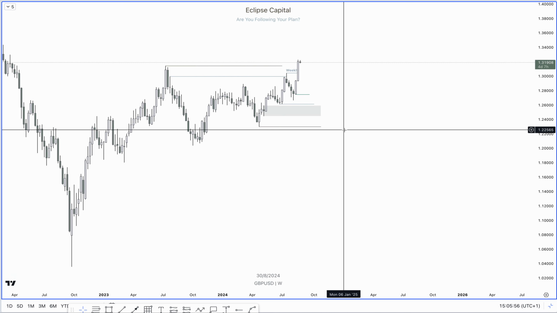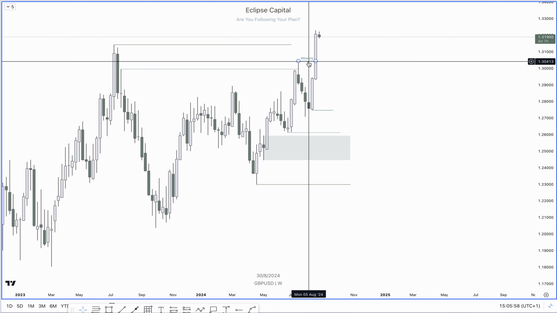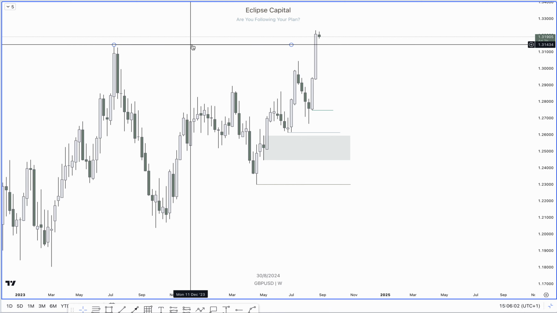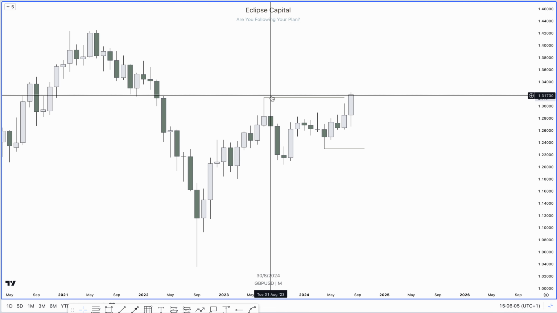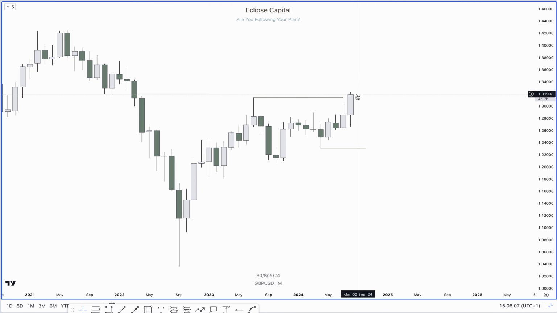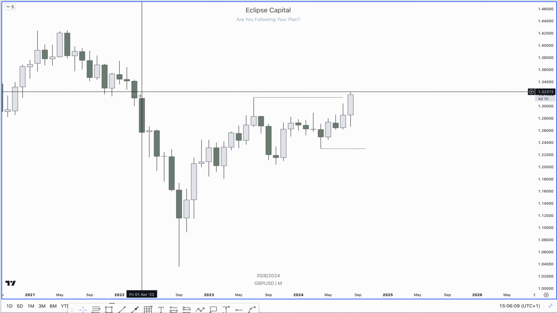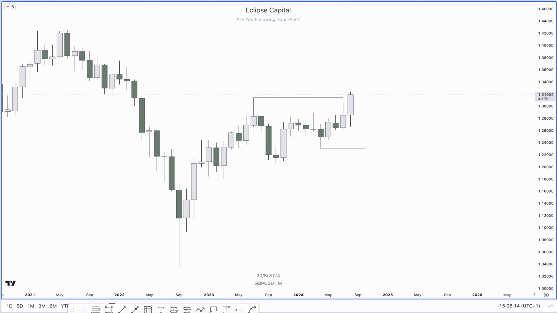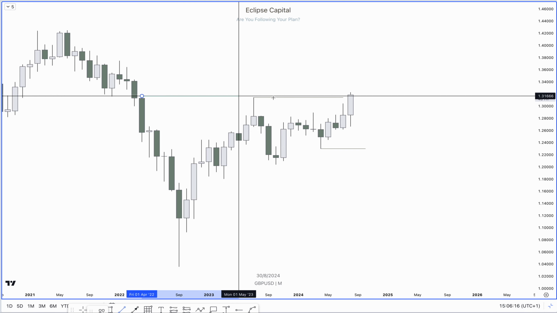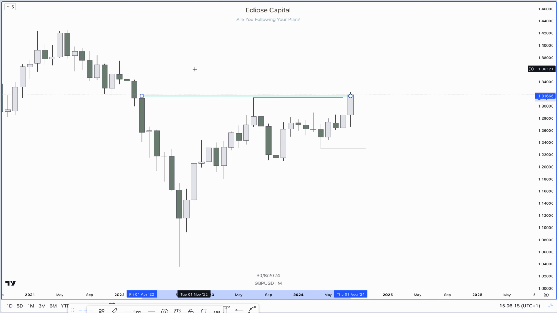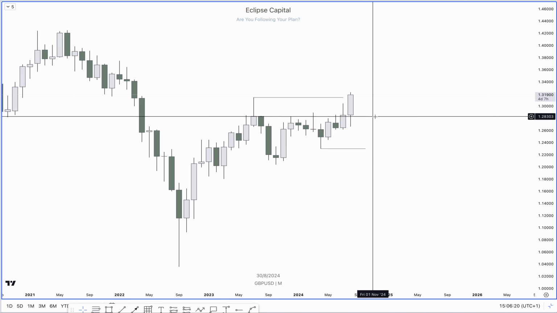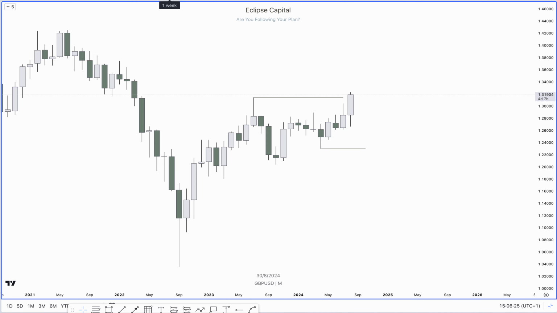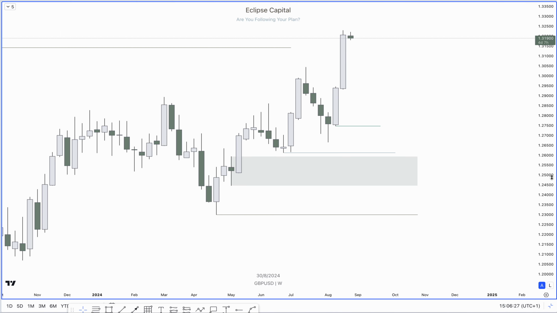GBP USD, again, very similar. Let me just delete some of these previous markings. So again, the monthly high taken out. Could price possibly come a little higher? To be fair, we have filled this imbalance over there, so it could be a good idea to look for shorts on GBP USD as well.